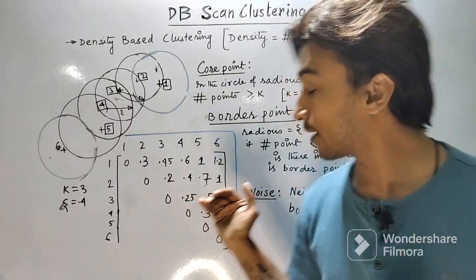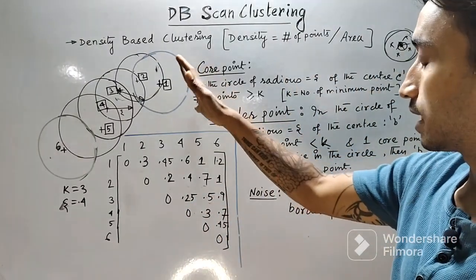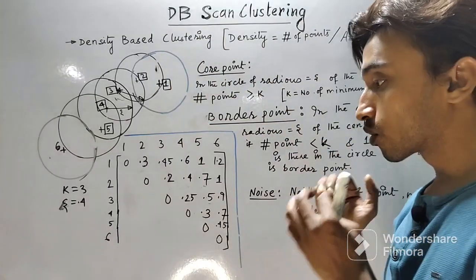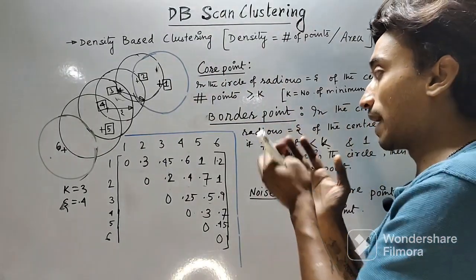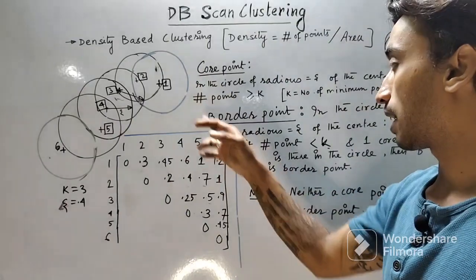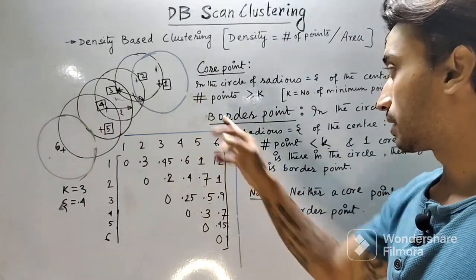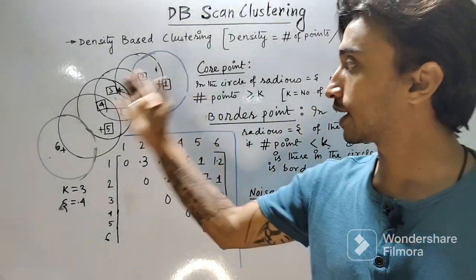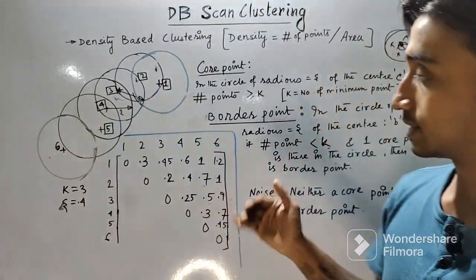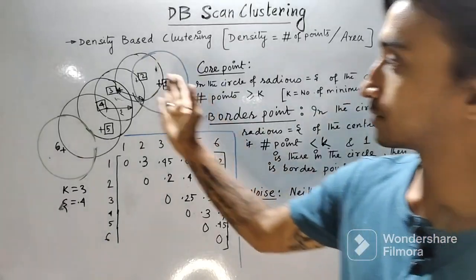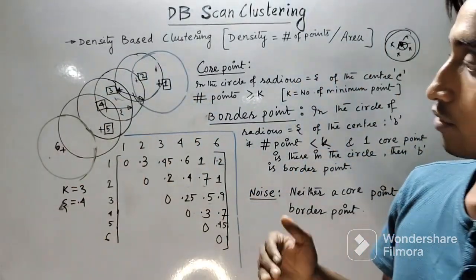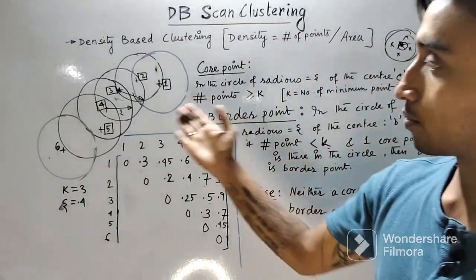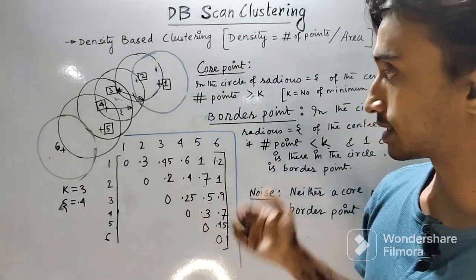We have to know these three terminologies and their mathematical definitions. Now, for a particular example we will see, and from this example we will try to define what a core point is and what a border point is. So let's start.